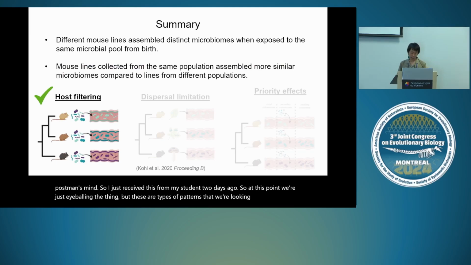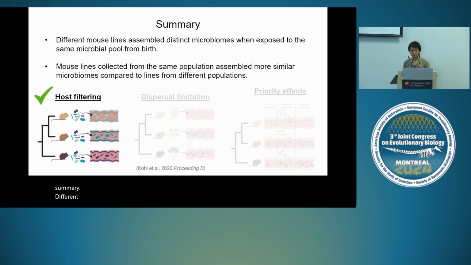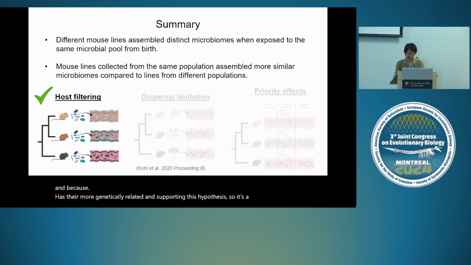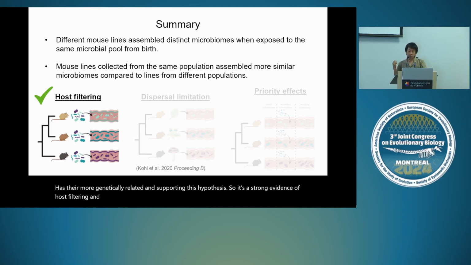So in summary, different mouse lines assemble distinct microbiomes from the common microbial pool. And mouse lines that are collected from the same population tend to have similar microbiomes. And because they're more genetically related, it's supporting this hypothesis. So it's strong evidence of host filtering, and there's no evidence of dispersal limitation in this study because all microbes had equal opportunities to colonize the mice.